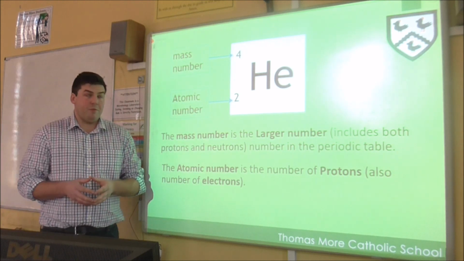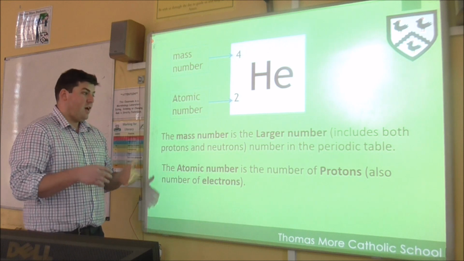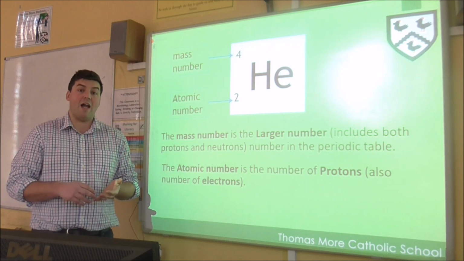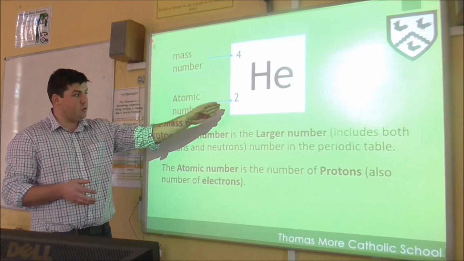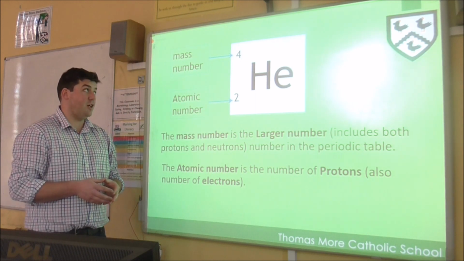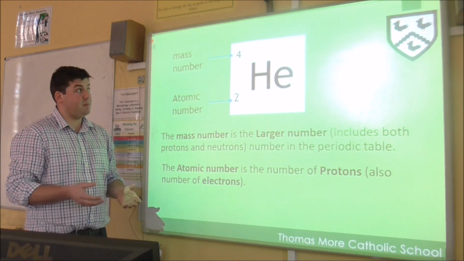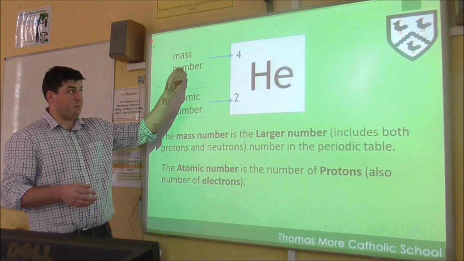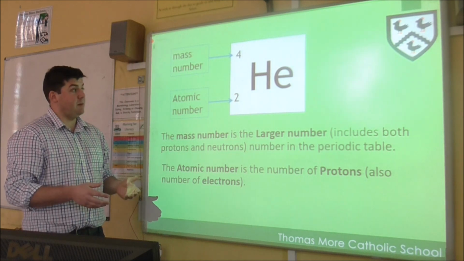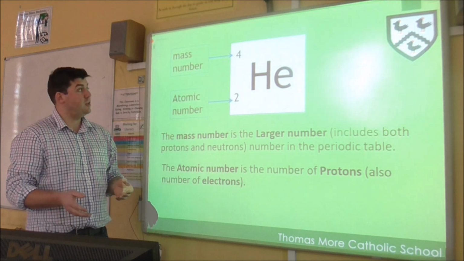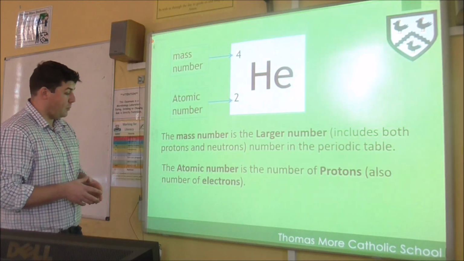What you need to remember from this is that the mass number includes the total mass of the nucleus, so that includes protons and neutrons. For example, here with our helium, we know it has 2 protons by having an atomic number of 2, but it also has a mass number of 4. So to work out the neutrons, you quite simply subtract the atomic number from the mass number, which means that in this case, this helium atom would have 2 neutrons and 2 protons, leading to the mass of 4.